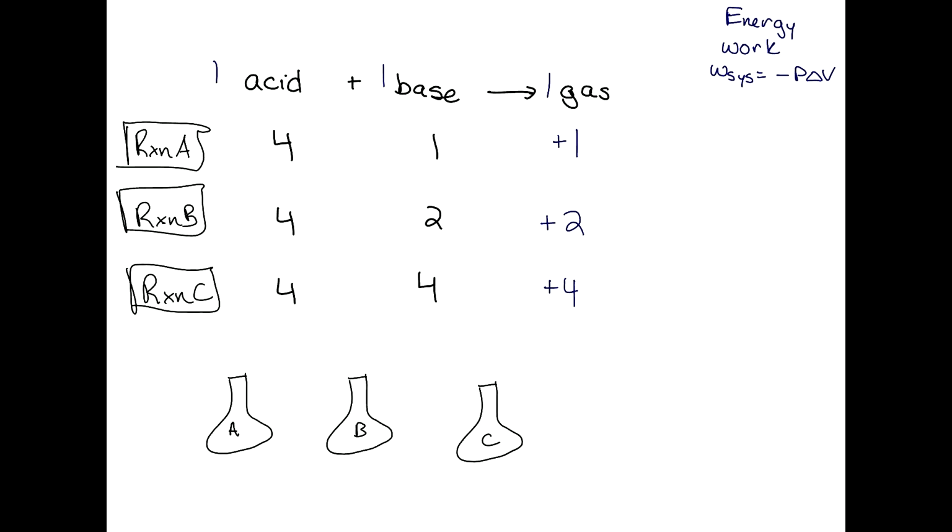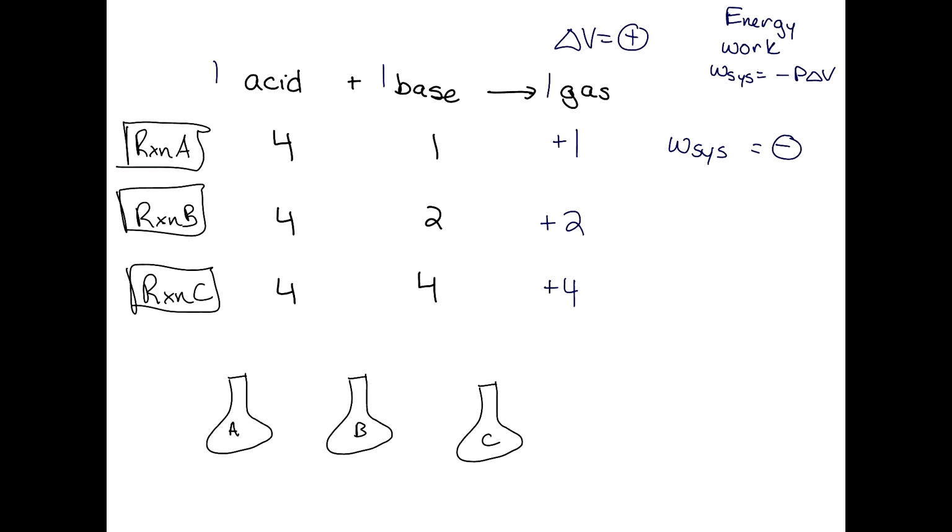So if a gas is being generated here, how is delta V changing in these processes? It's increasing. So how is work of our system changing for these different reactions? Is it going up or is it going down? Or is it negative or is it positive? It is negative because delta V is positive for all of these reactions. So that means work of our system is negative.